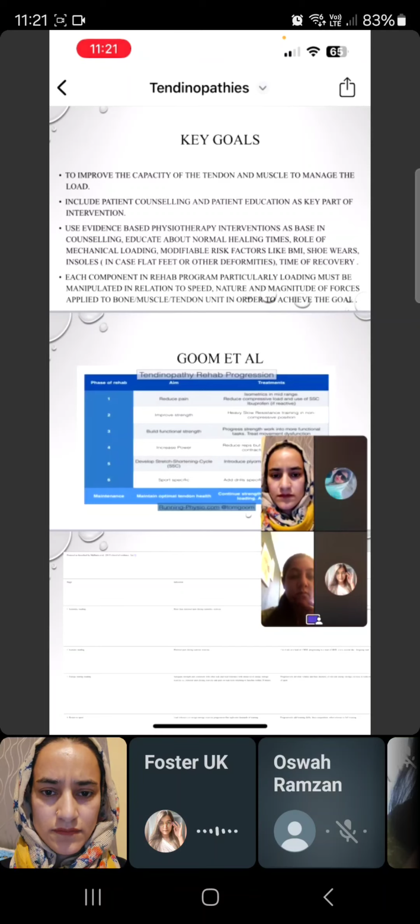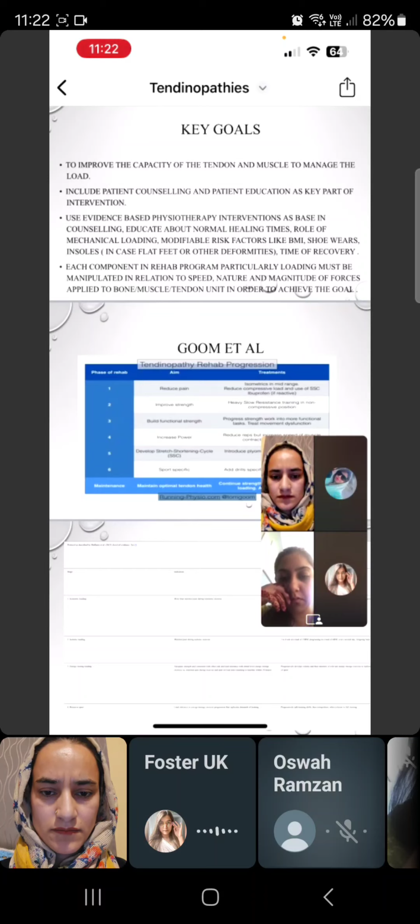Each component in the rehab program, particularly loading, must be manipulated in relation. Now we know that when we discuss our goals with the patient, what their goals are, if the goal is just to return to normal activity, then that's fine. Loading and strength training after a particular time, they will be all right returning to their normal activities. But if the goal is to return to running, football, high impact training, then you would have to devise your plan according to their needs, simulate their work environment and add a sports specific regimen as well. So what you can do depends on whatever the needs of their sport are.